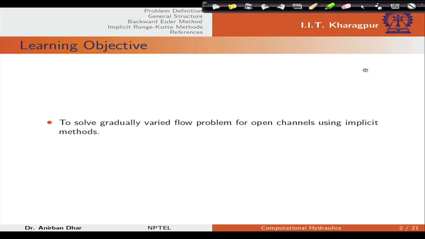Now, the learning objective of this particular lecture class: at the end of this lecture class, students will be able to solve the gradually varied flow problem for open channels using the implicit method. Now, this gradually varied flow we are considering for single channels.